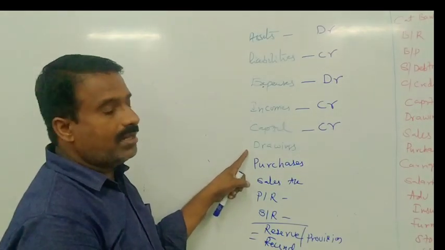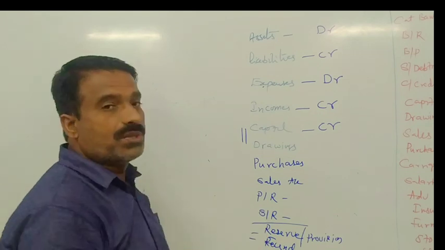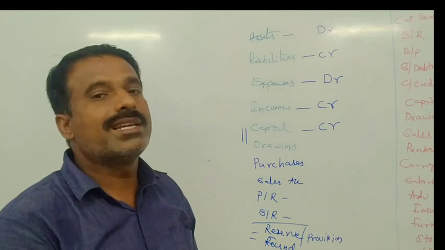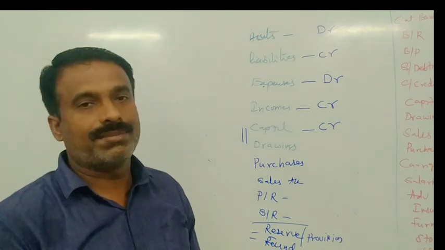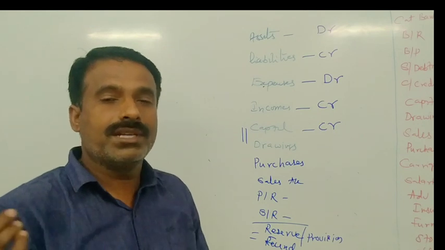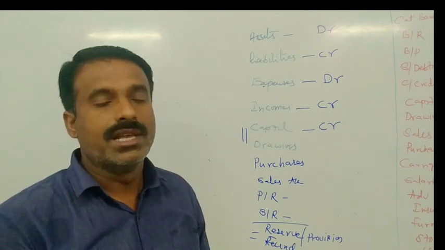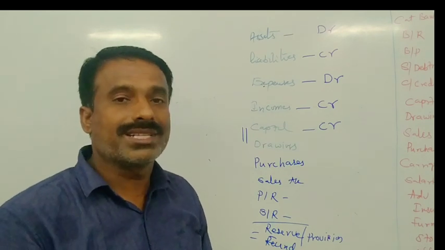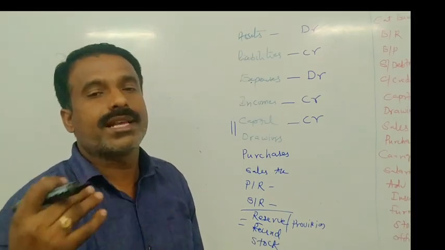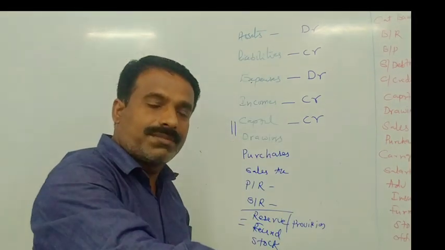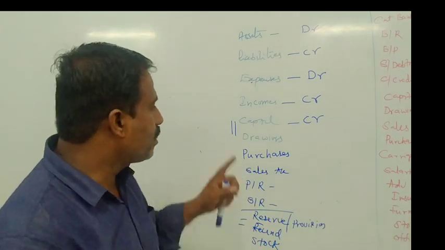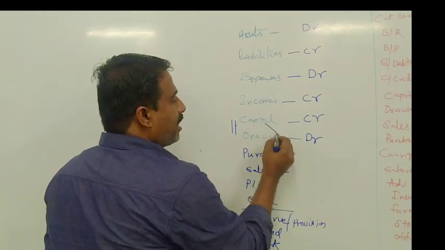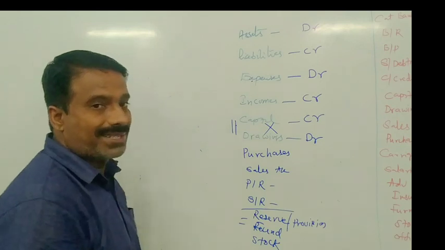Drawings, right? Capital and drawings are the two items related to the owner of the business. When the owner invests money, that is capital. When the owner withdraws from the business for his personal or domestic use, that is household expenses, he may withdraw either in the form of cash or sometimes goods from his own business. Then it is called drawings. Capital is investment, drawings is withdrawal. So drawings is a debit balance. Capital is a credit balance, it is opposite. Now drawings is a debit balance.